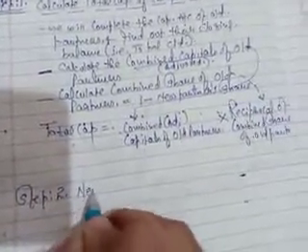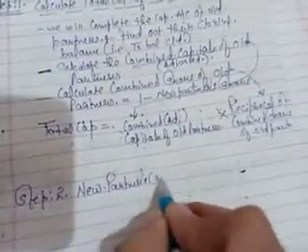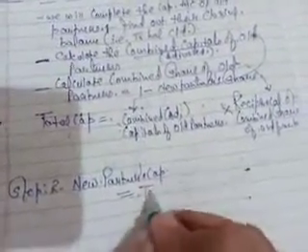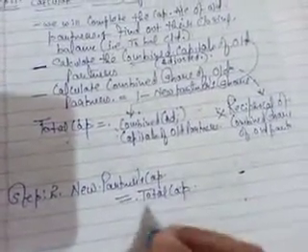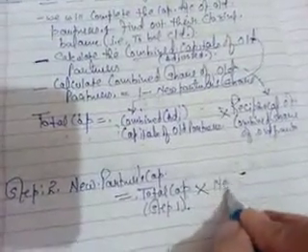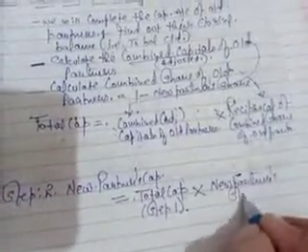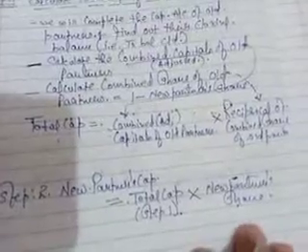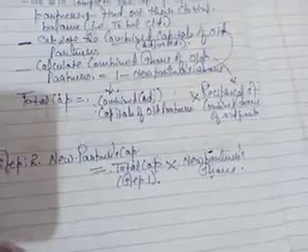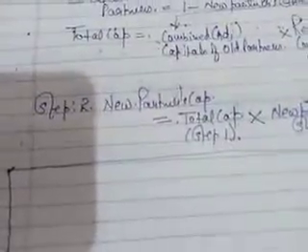And step 2, now calculate the new partner's capital. It will be equal to the total capital as per step 1 multiplied by the new partner's share. This will give you the new partner's capital, and this we will write as by cash or by bank.